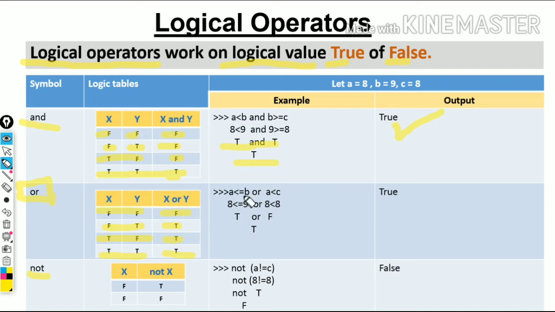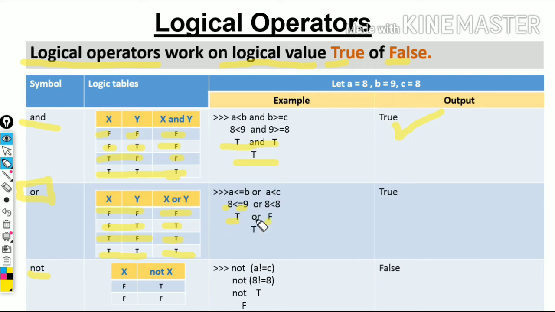Here in this example, A is less than or equal to B. A is 8, B is 9. Is 8 less than or equal to 9? Yes, 8 is less than 9. It is true. A is less than C. A is 8 and the value of C is also 8. 8 is less than 8. The statement is false because 8 is equal to 8.